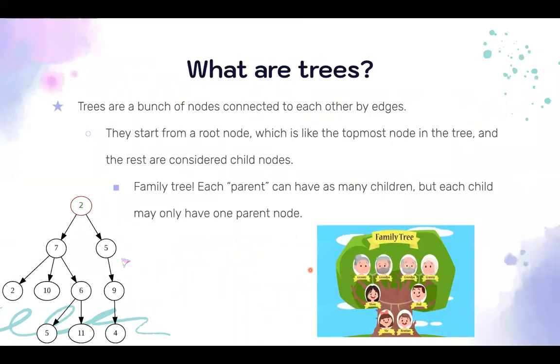So trees are basically a bunch of nodes, which are like these numbers with a circle around them, connected to each other by edges, which are like these line/stick things that we can see connecting to each node. And they start from a root node, which is basically the topmost node, or the node that has no more parents. And the rest of them are considered children nodes. You can think of this like a family tree. However, the tiny tweak is that each parent can have as many children, but each child may only have one parent.